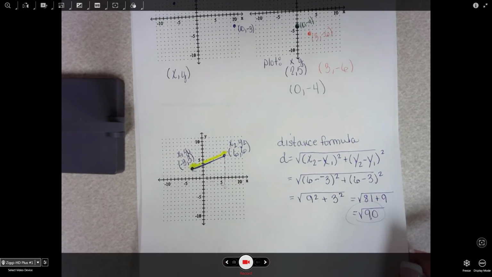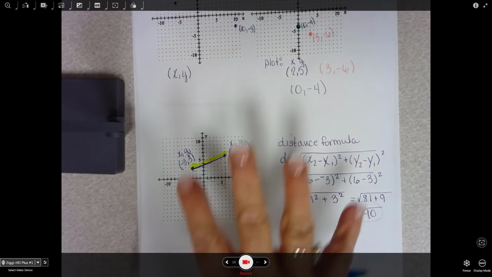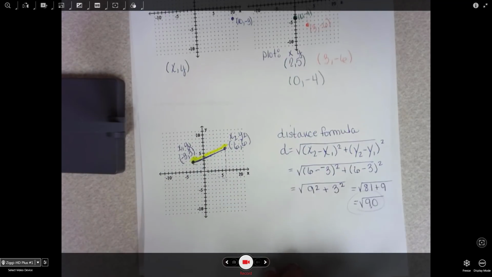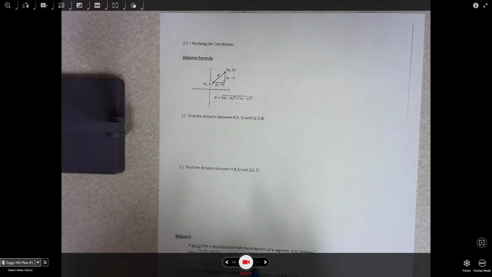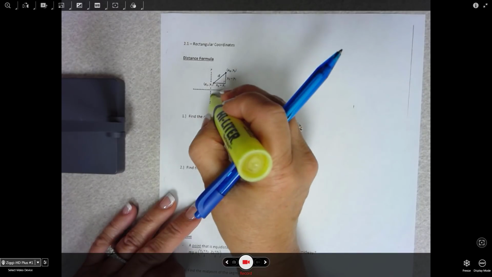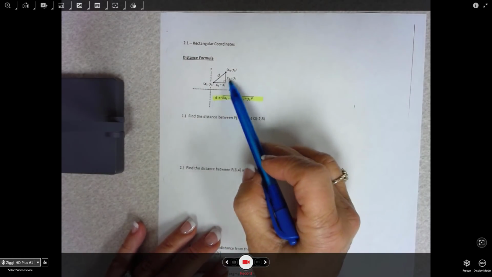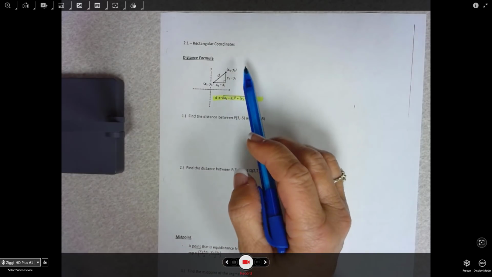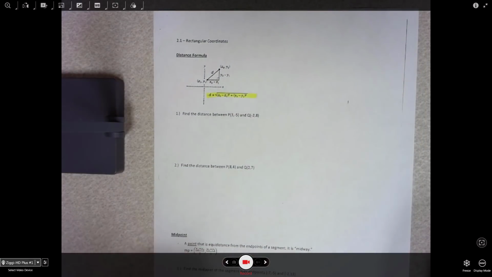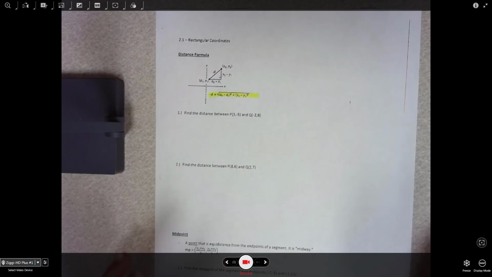So you could back up the video and play with this again, or we could just do another one. On your next sheet, I have the distance formula written for you. And I've shown you kind of where it comes from, but we'll talk more about that in class. I really just want you to get an understanding of where the distance formula is used, where it comes from, how we're going to use it, and just kind of how to apply it.